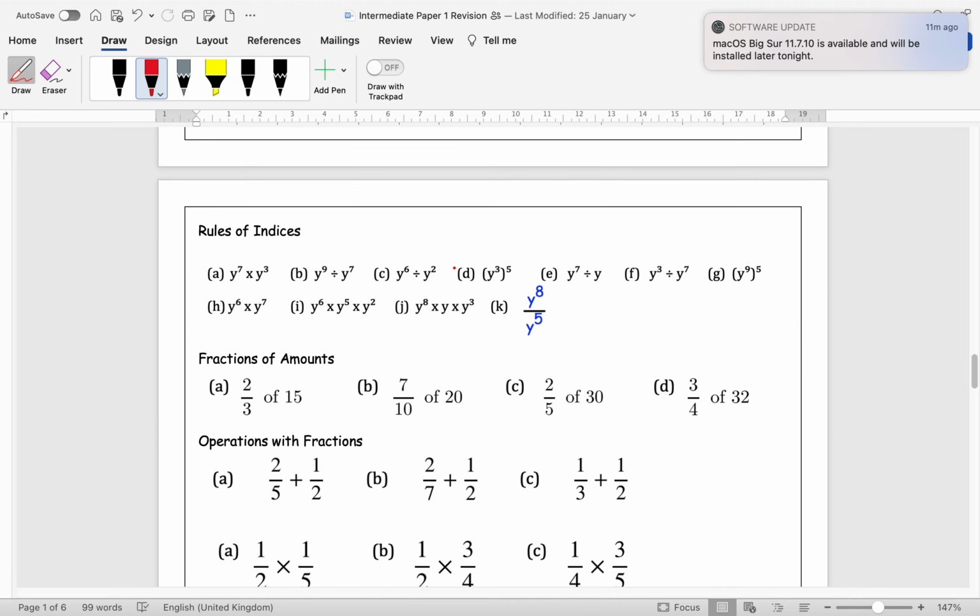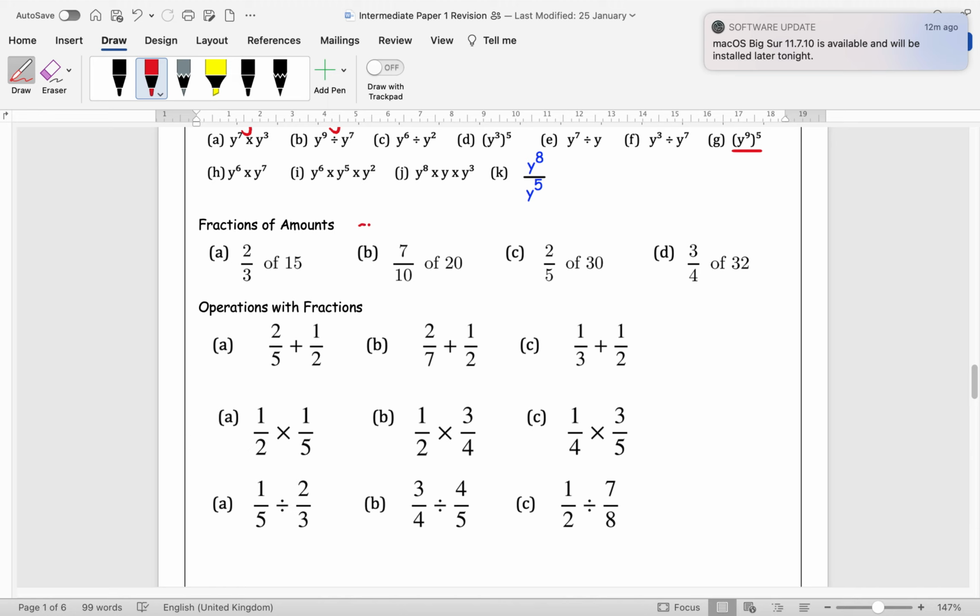Rules of indices. Again, I'm going to pick out the ones that are most important for you. Honestly, let's just do A, B, and G, okay? In A, you add the indices. In B, you subtract the indices. And in G, you multiply the indices. So they are the three rules. If you're multiplying letters, you will add the indices. If you're dividing letters, you will take away or subtract the indices. And if you've got a bracket with a power, then you will multiply the indices to get 45.